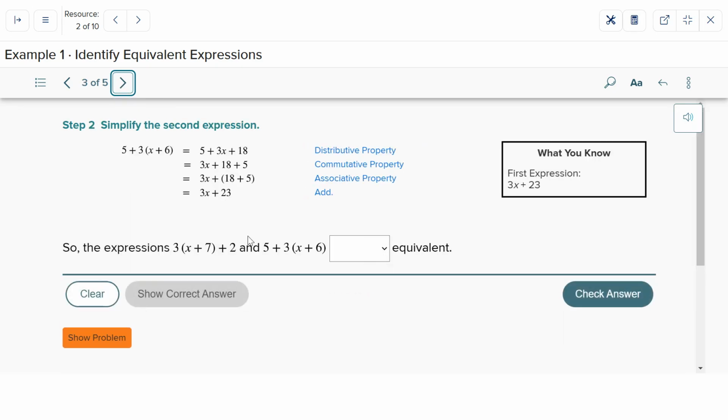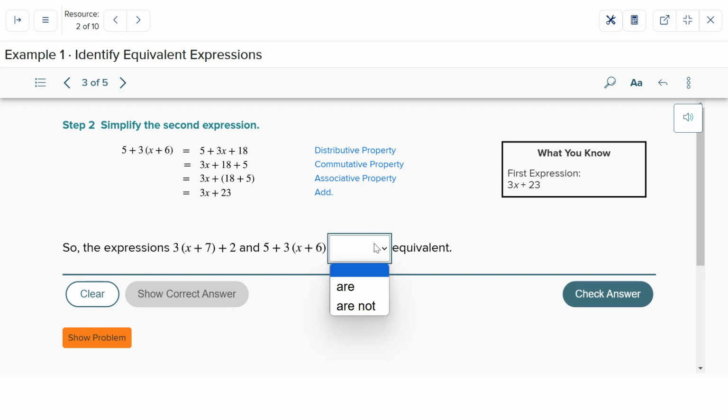All right, and then we're going to look at the second expression and bring that down to its simplified form as well. This time we've got 5 plus 3 times x plus 6. They're writing this out as 5 plus, they kept that the same, 3x, 3 times x is 3x, and then 3 times 6 is 18. So they use the distributive property there to write it that way. Then they are moving stuff around to a different order just so that the 3x is out front again. So now we're left with 3x plus 18 plus 5. And then once they add those together, they get 3x plus 23.